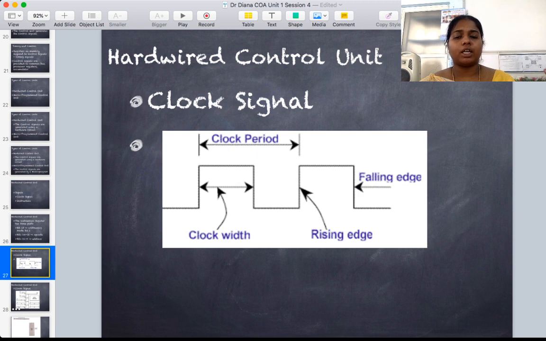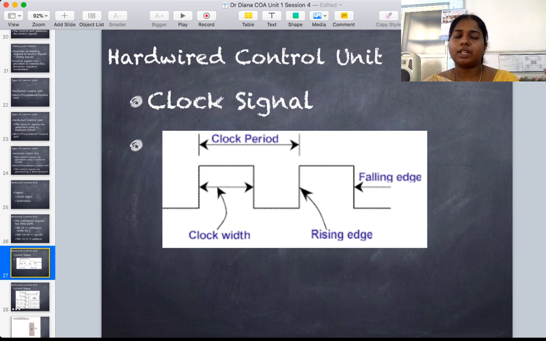The width of the clock is the raising and the lowering of a clock pulse. The time it rises to high and the time it falls back to 0 is called the width of the clock pulse. And one upper cycle with one lower cycle is called the clock period. So when I say clock cycle, it includes one upper wave and one lower wave. So that is called the clock cycle. Whatever you see here as the first clock period is one cycle.